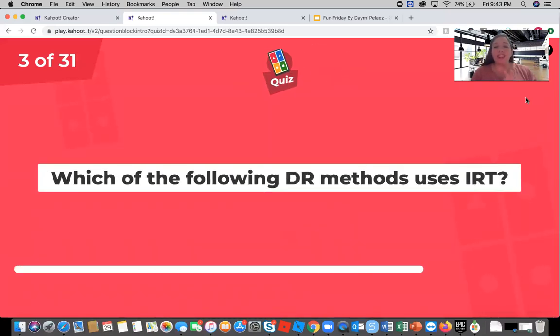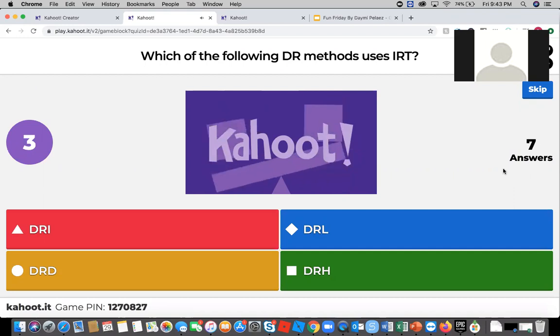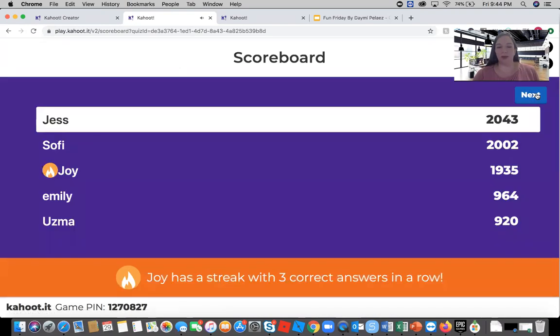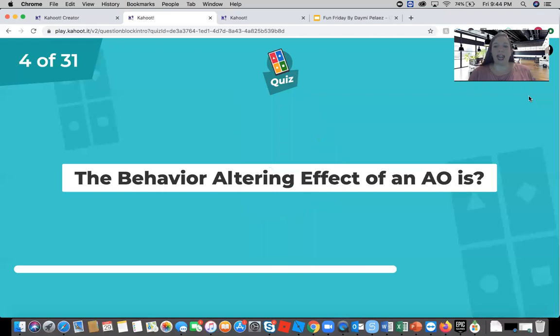Which of the following DR methods uses IRT? Come on, guys. It's a hard one, but a good one. All right. Great. Now, most of you guys got it. Wonderful. Joy, you bumped it up. Nice job. The behavior altering effect of an AO is, what is it?